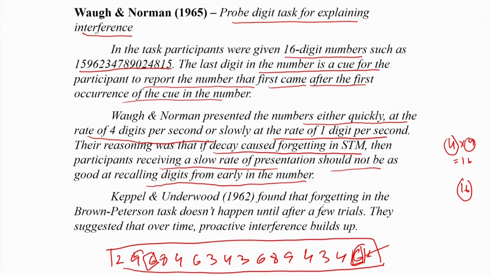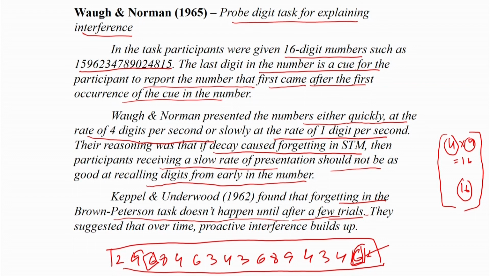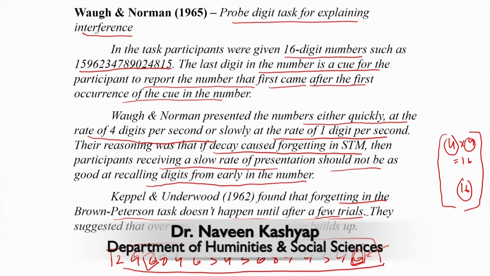Keppel and Underwood found that forgetting in the Brown and Peterson task does not happen until after a few trials. If decay is the reason, then a different kind of answer should come, but this is not what they found. They found quite similar kind of forgetting in both versions of the task, and that forgetting does not happen until a few trials have happened.